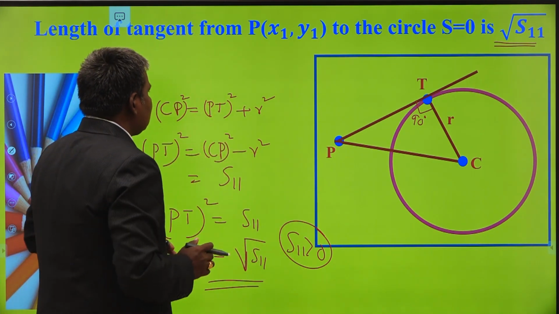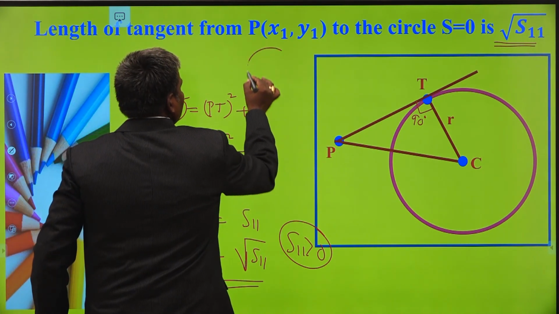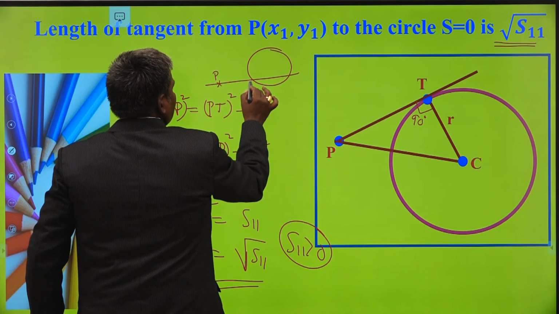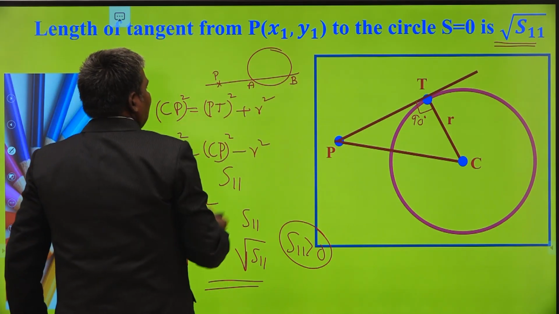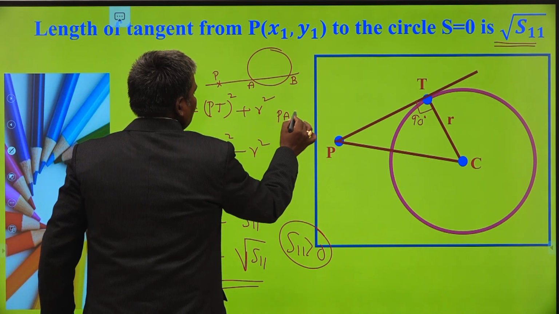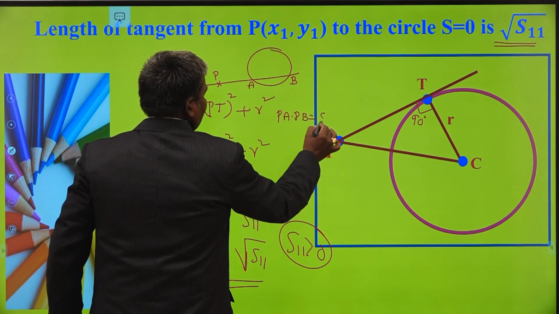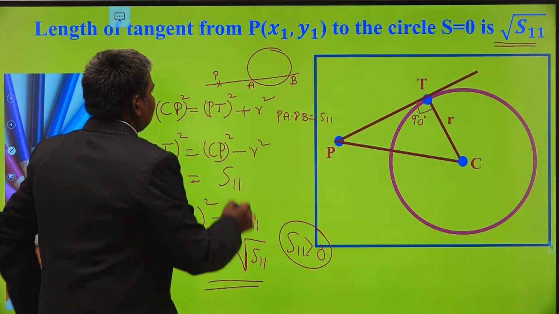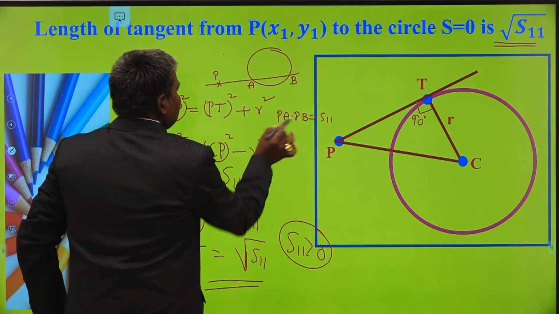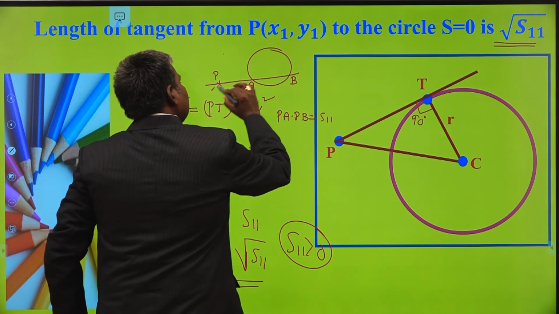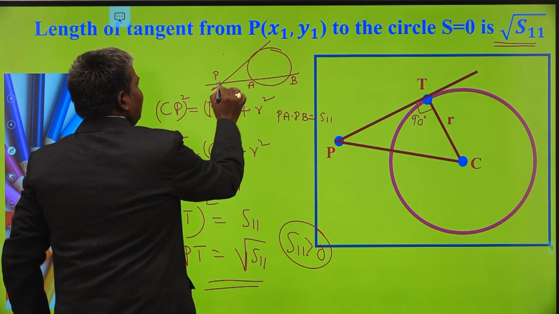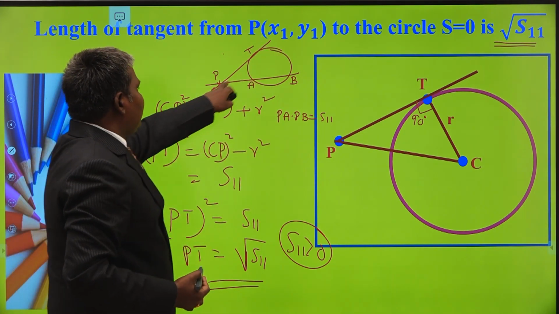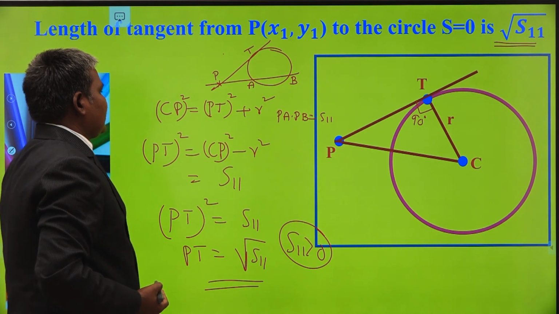We can prove the same thing in another method also. Already we proved that suppose P is any point, it intersects the circle at A and B. What we proved earlier: PA into PB is equal to S11. Now B becomes A, that becomes the tangent at P to the circle. So this is the tangent drawn from P to the circle. Suppose it touches the circle at T. PT is the length of tangent from P to the circle.